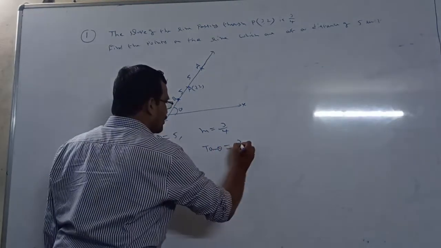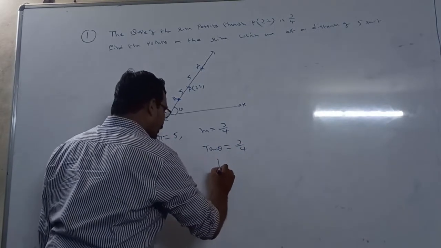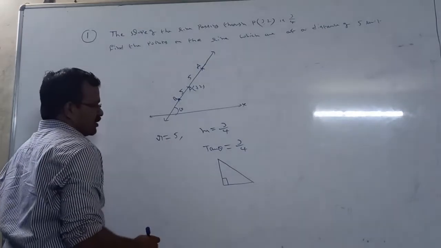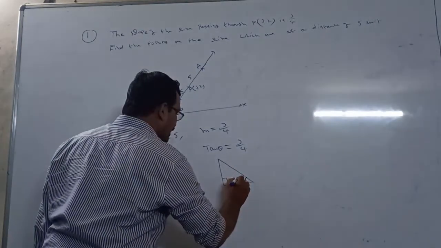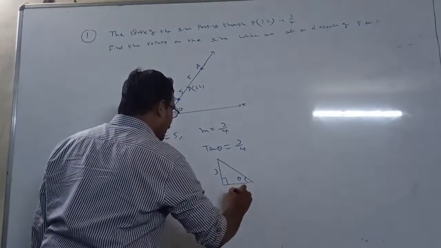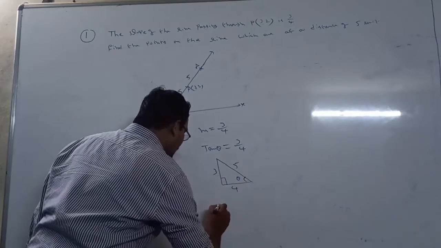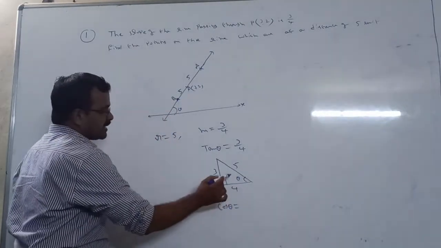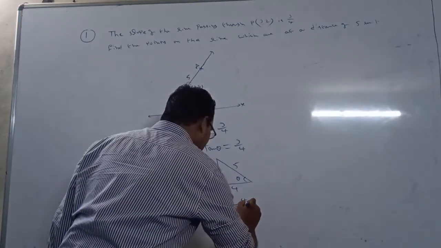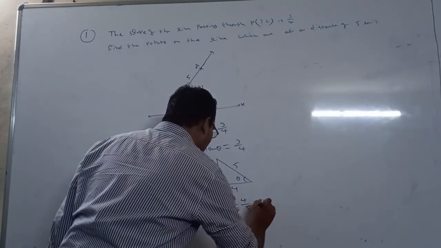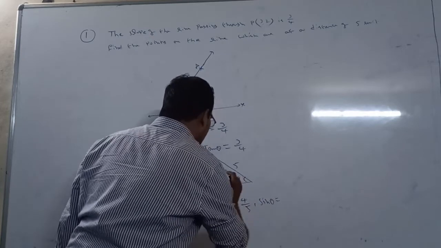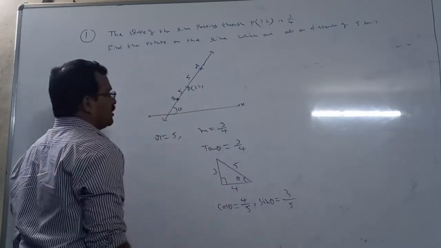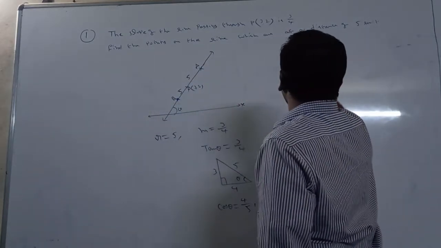Tan theta equal to 3 by 4. So from this one, tan theta equal to 3 by 4 is in the first quadrant. So use the right angle triangle 3, 4, 5. Find cos and sin theta values. Cos theta means adjacent side by hypotenuse, 4 by 5, comma, sin theta is opposite side by hypotenuse, 3 by 5.